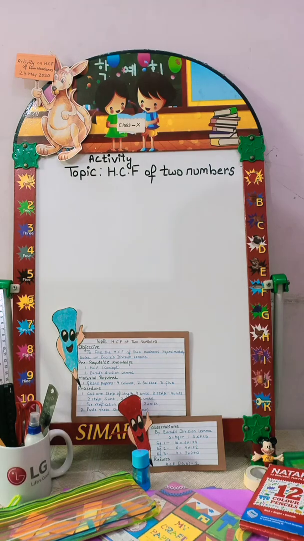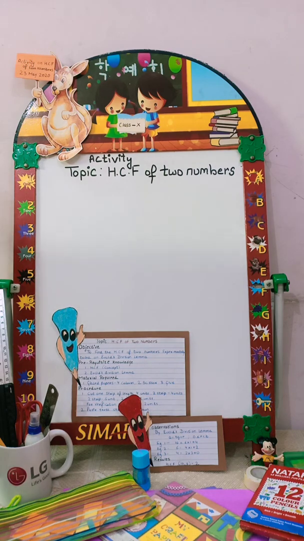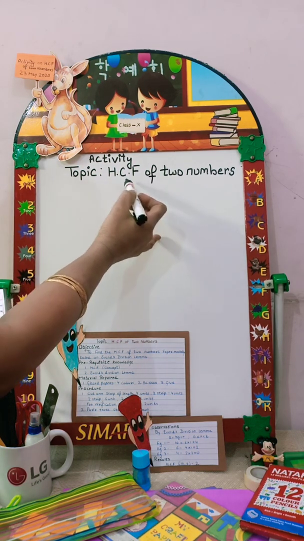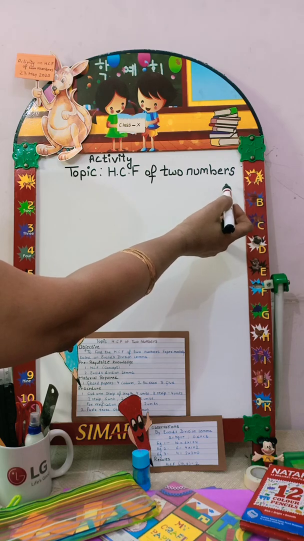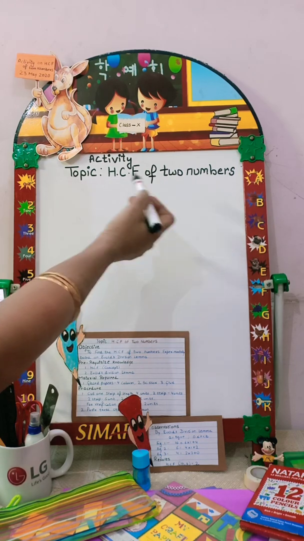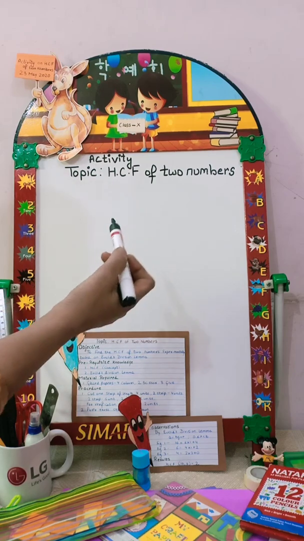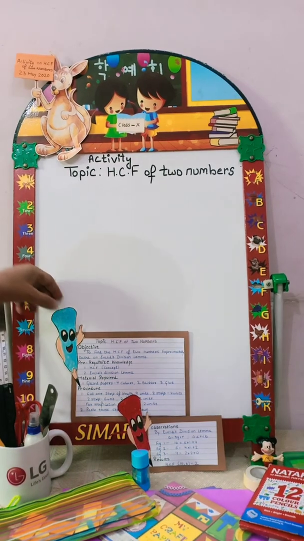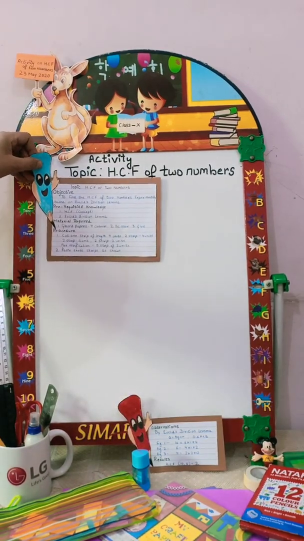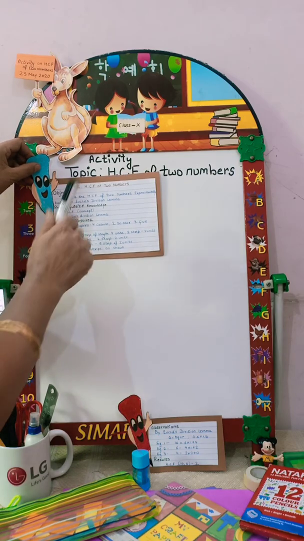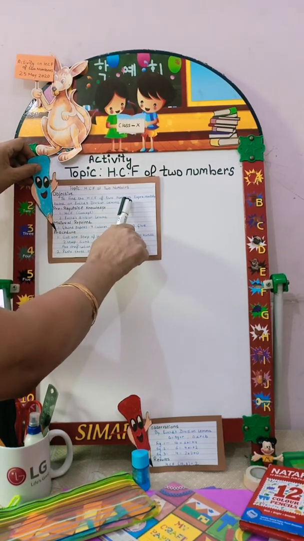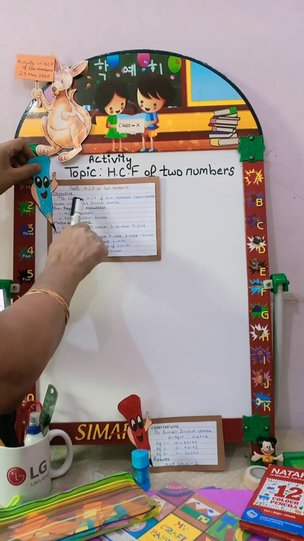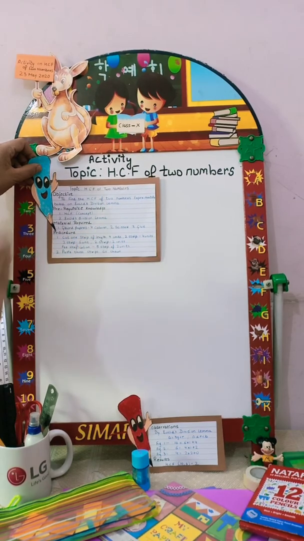Today I am going to teach you the activity based on HCF of two numbers, which is the first activity of your syllabus. Today's topic is HCF of two numbers. Now I am finding it with the help of an activity. Let's start. First of all, the objective of this activity is to find the HCF of two numbers experimentally based on Euclid's division lemma.